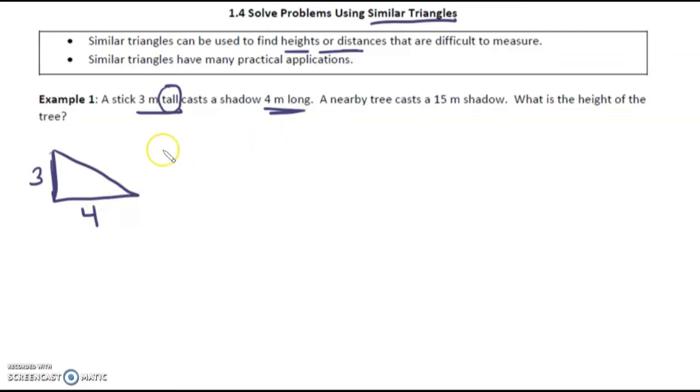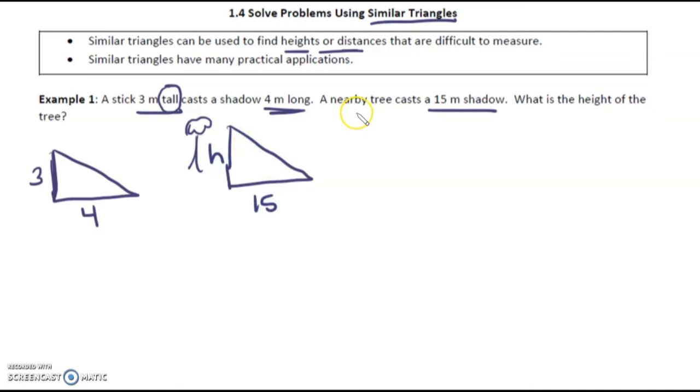A nearby tree. So we have some tree, so we're going to have another triangle. It casts a 15-meter shadow. So the shadow is 15 meters. We don't know the height of the tree. It just says a nearby tree. What is the height of the tree? So let's label this ABC. Let's go DEF.